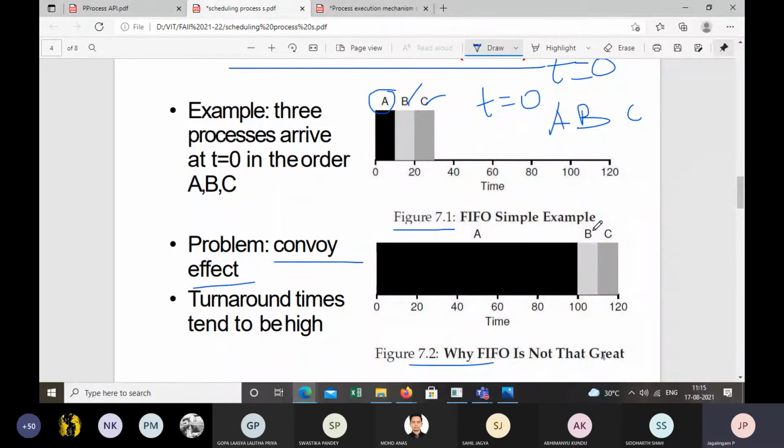Please look at this first slide. All three processes arrive at time t equal to 0. Therefore, what is the turnaround time of process B? More than 100, right? That is the problem with this approach, FIFO, first in first out. If a process is stuck behind a long, fat process, the turnaround time of process B will be very, very high.